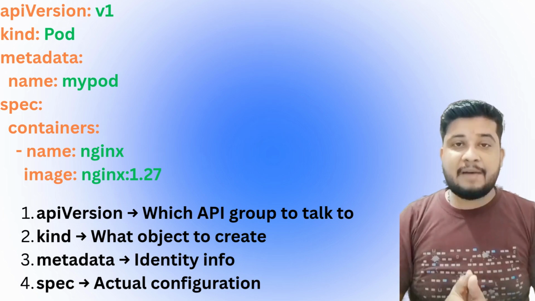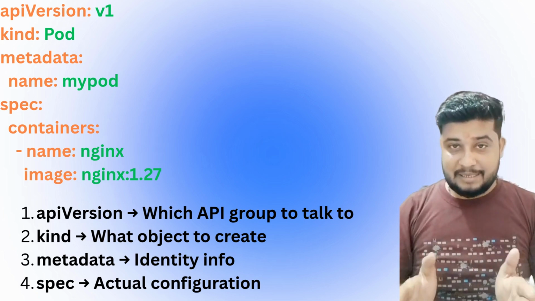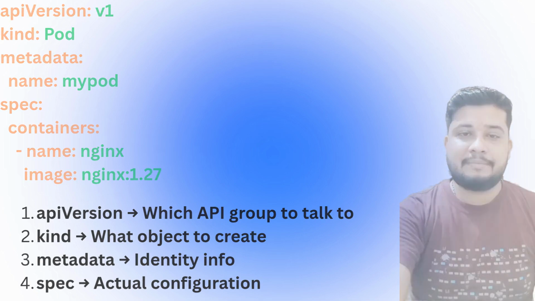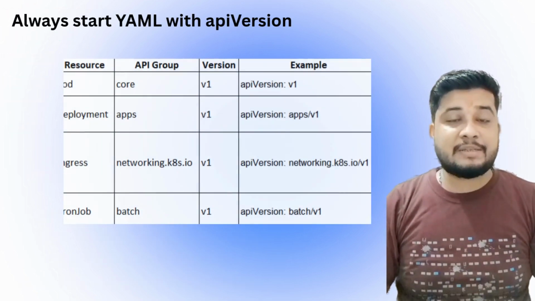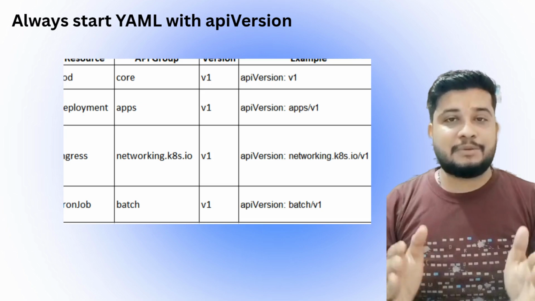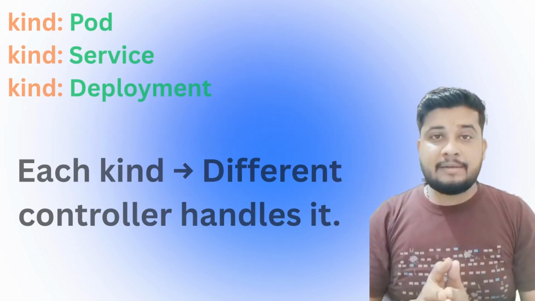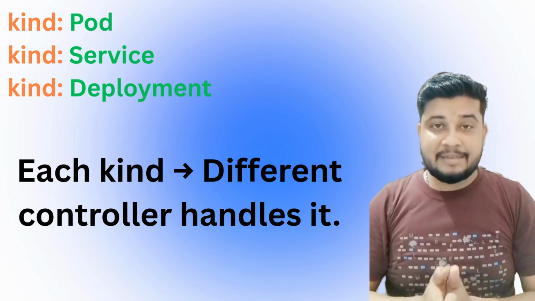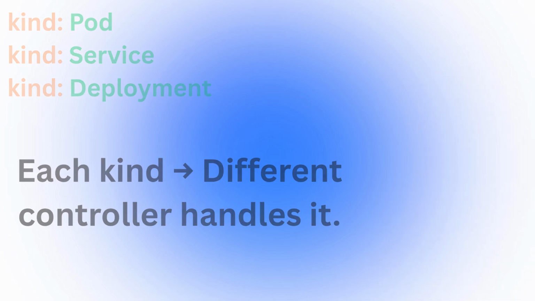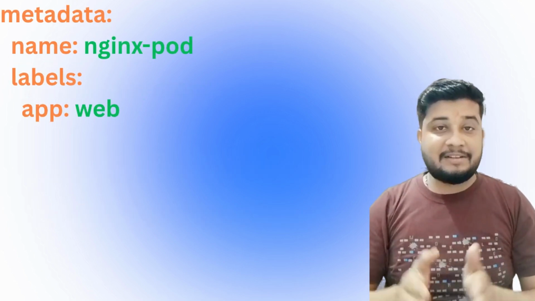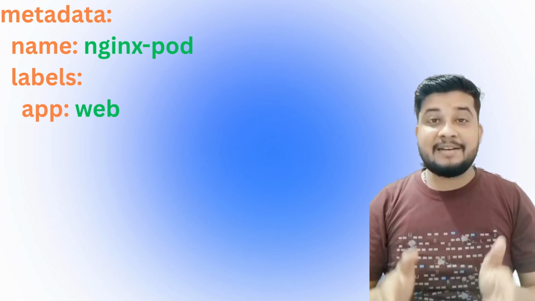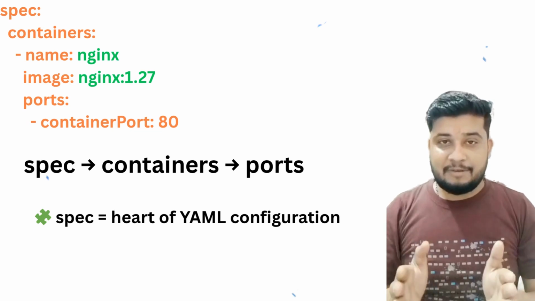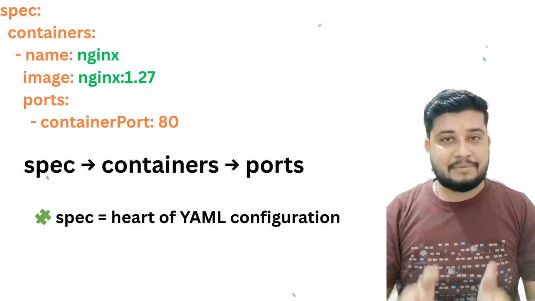YAML structure. Every Kubernetes YAML file has four main sections: API version, kind, metadata, and spec. API version tells Kubernetes which API group and version to use. Kind defines what type of object you want to create, like a pod, service, or deployment. Metadata defines an object's identity, like a name, label, and namespace. Spec is the main section, where you define how your object behaves.